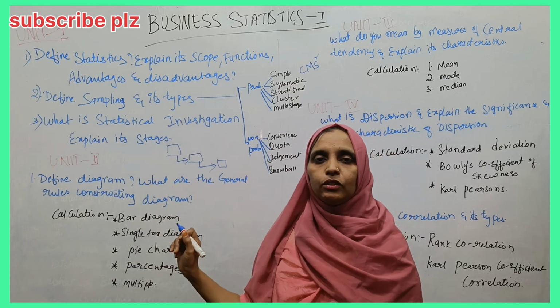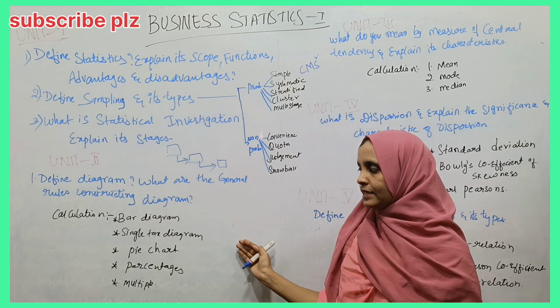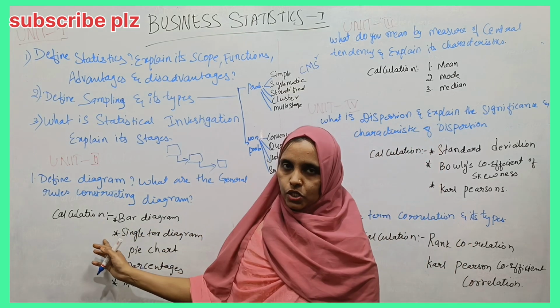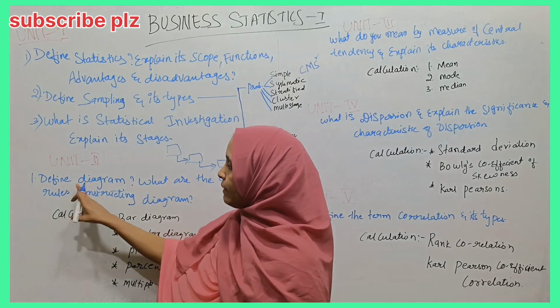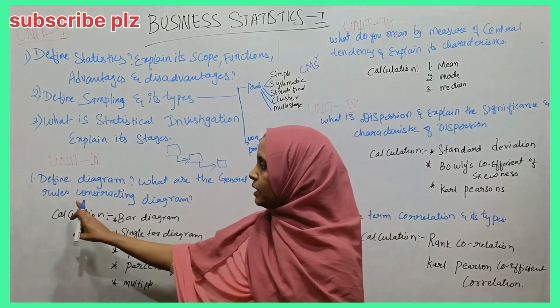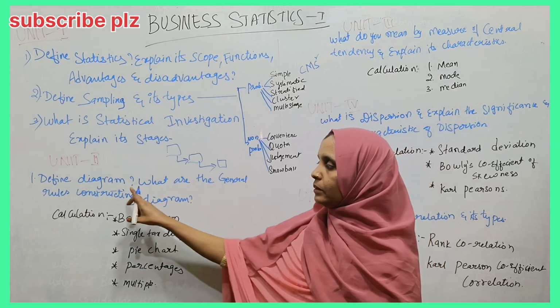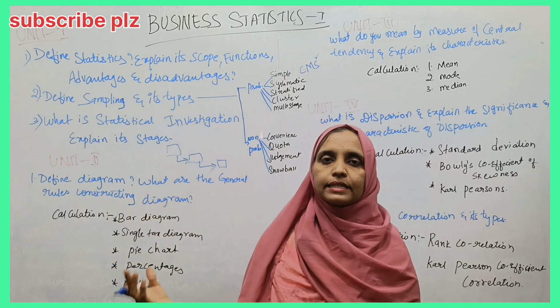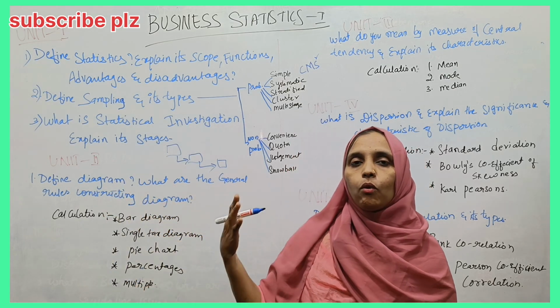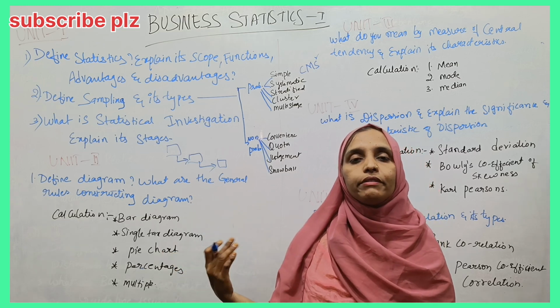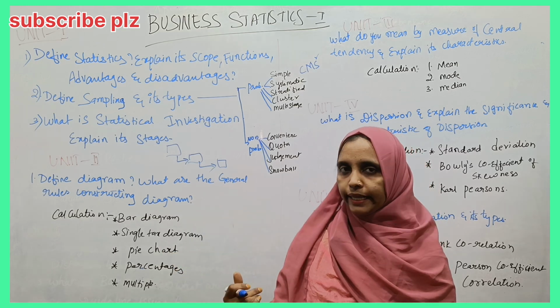Come to the second unit. Here you can expect theory as well as practical, but mostly they will add practical questions only. Define diagrams and state the general rules for constructing diagrams. You have to write the meaning of diagrams, the various kinds of diagrams, the steps to remember for construction, and the various rules to construct a diagram.